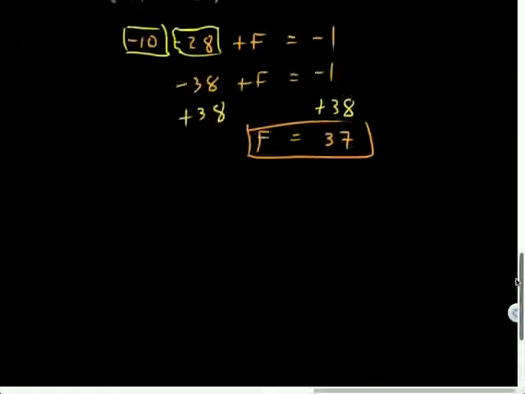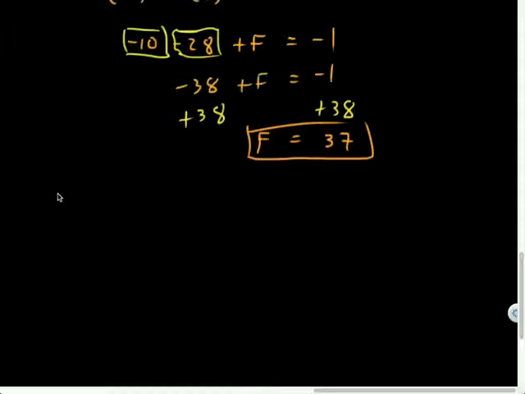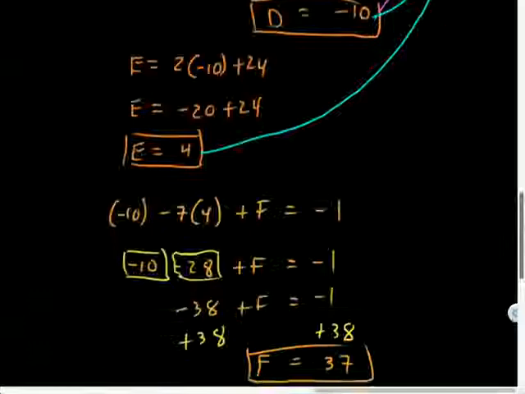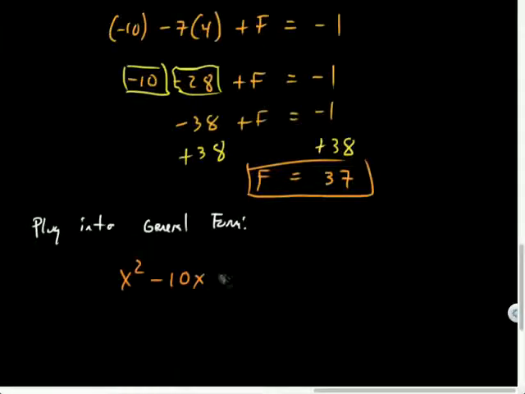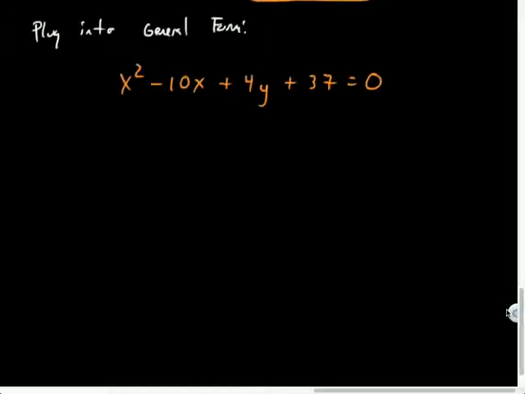So let's plug those all into general form. I might as well label what I'm doing. Plug into general form. So I will have x squared. D was negative 10, so that's minus 10x. E was 4, so plus 4y. F was 37, plus 37 equals 0. And now I've got general form of a parabola, and this is the specific parabola that happens to pass through those 3 points and is also vertically oriented.